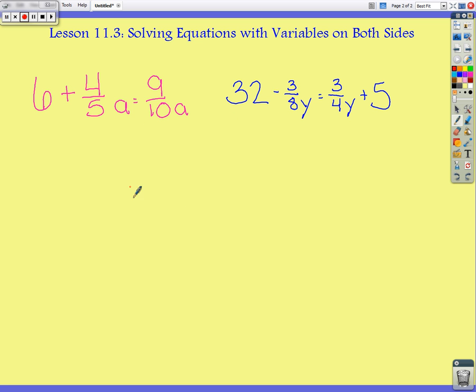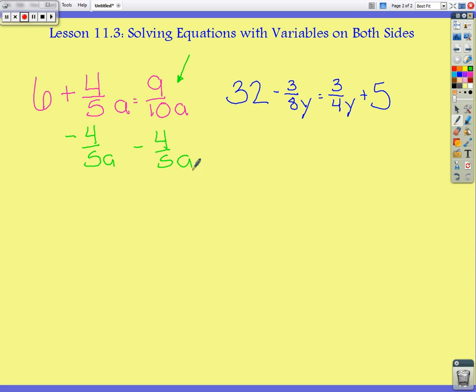Let's take a look at two examples here. This one here, I just want to get things separated. I'm not going to solve it. I just want to get variables on one side, integers on the other. Well, in this case, I have 6 plus 4/5 A equals 9/10 A. Well, I already have this group of A's over here, 9/10 of them. I might as well bring that over here. I'm not going to bring this over here and then that back. So I'm just going to leave the 6 where it's at, and here I'm going to subtract 4/5 A from both sides.